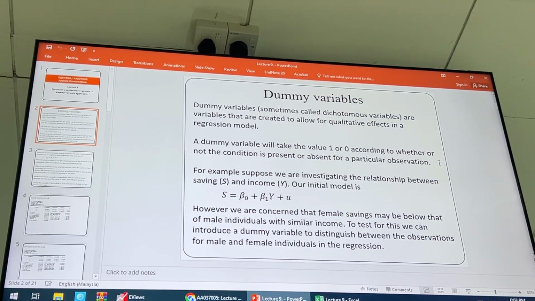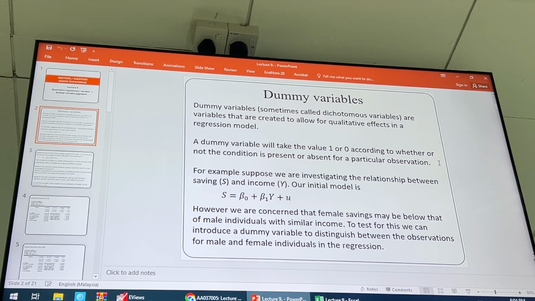Dummy variables are created to allow for qualitative effects in a regression model. So the variable is not the real number, it's not the data that we collect, but it is a variable that we create to represent different effects of different categories. The dummy variable takes the value 1 or 0 according to whether or not the condition is present or absent for a particular observation. So if the condition is present, then we assign 1.